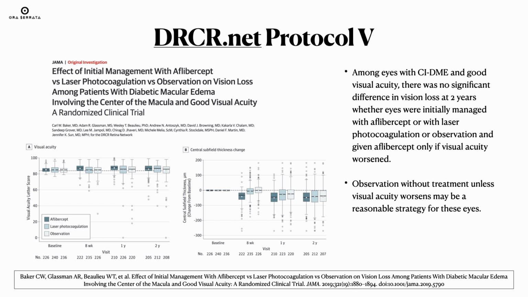Since in this study, what they found was that amongst eyes that had center involving DME and good visual acuity, there was no significant difference in vision loss at 2 years, whether these eyes were initially managed with aflibercept or with laser photocoagulation or observation. And actually, if aflibercept was used in such cases, the visual acuity worsened.